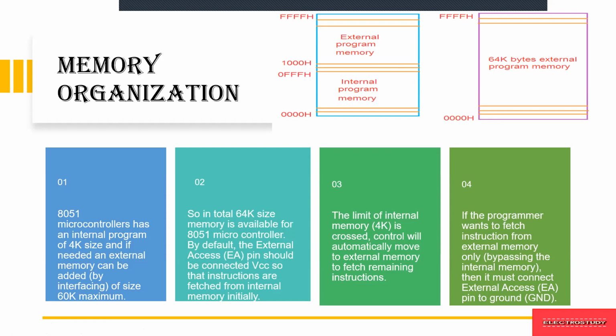So if the programmer actually wants some data, then he or she fetches the instructions from external memory and then the internal memory. The EA pin will be connected to ground, and you will see the pin diagram in the next slide. So EA equal to 0 is idle, and EA equal to VCC means there is a voltage passing across EA where the data is fetched.